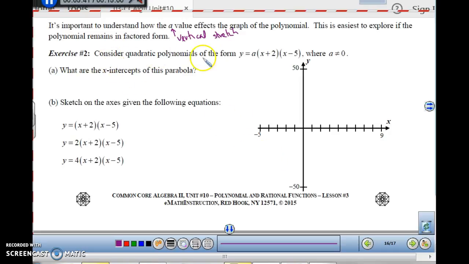So consider the quadratic polynomials in the form y equals a times x plus 2 times x minus 5, where a does not equal 0. So what are the x-intercepts of this parabola? Well, we take the bubbles and set them equal to 0. It would be x plus 2 is equal to 0, so x is equal to negative 2, and x minus 5 is equal to 0, so x is equal to 5. So our zeros are going to be at negative 2 and positive 5. 1, 2, 3, 4, 5.